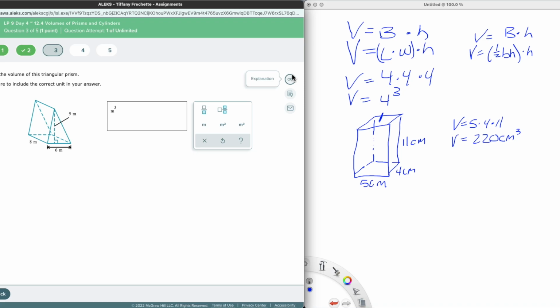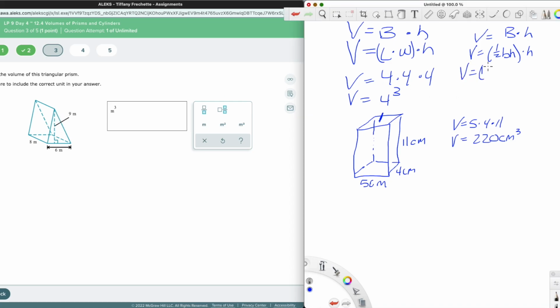All right. So in this one, I'm going to focus on the triangle first. The base of the triangle is 6, and the height is always the dotted line, or if it's not dotted, we want to look for that perpendicular, but it's usually the dotted line that's perpendicular to the base. So we have the base of 6 and the height of 9 just for the triangle. So I have 1/2 times 6 times 9, and then the height of the entire prism is 8.